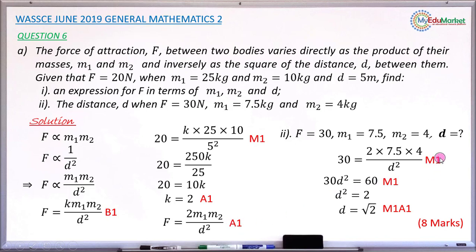The next mark is a method 1 mark in attempting to get D when F is 30, M1 is 7.5, M2 is 4. Substituting those values correctly in the formula, you have this method 1 mark. When you cross multiply in attempt to get your D, you have this method 1 mark. When you divide both sides and take the square root of both sides, you have this method 1 mark. And when you have your D exactly as root 2, you have this accuracy 1 mark. So this question number 6A has 8 good marks.